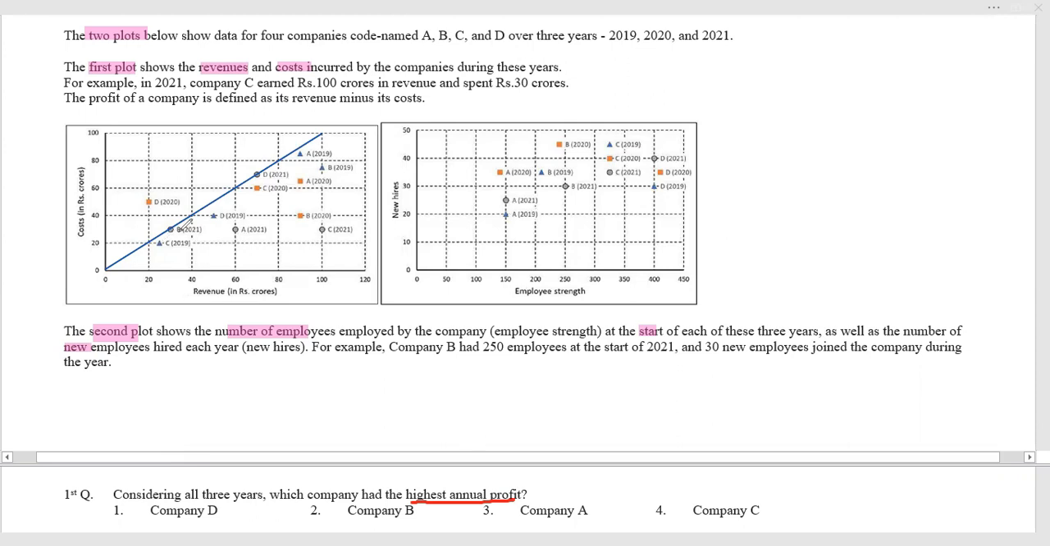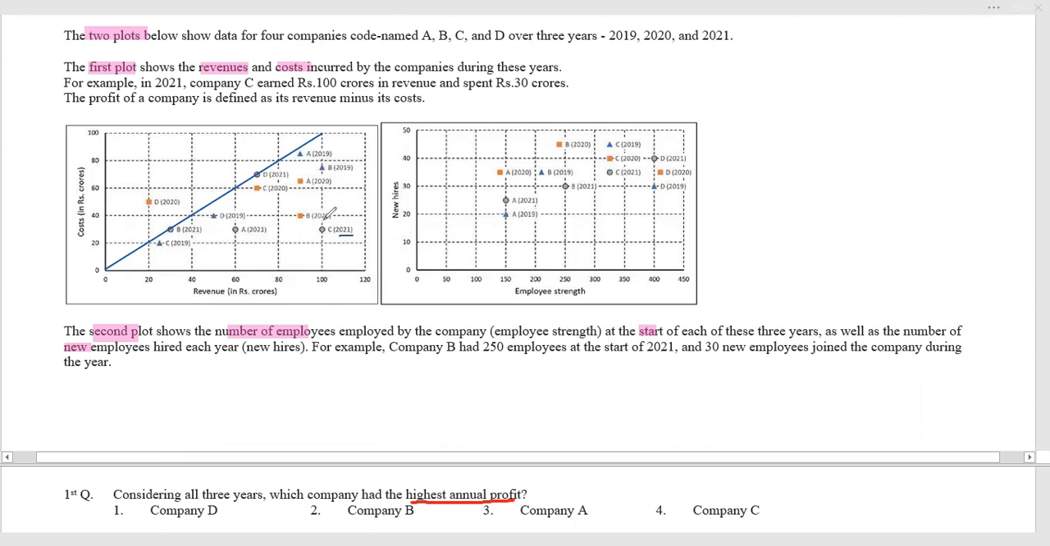Like in case of A 2020, in case of C 2019, if I check, this is the profit level, this gap. B more or less has no profit. So observation-wise, these are the highest profit values. This C 2021, this is the value. It is the highest profit.